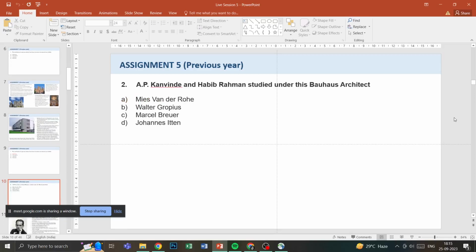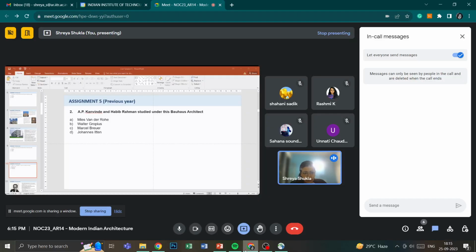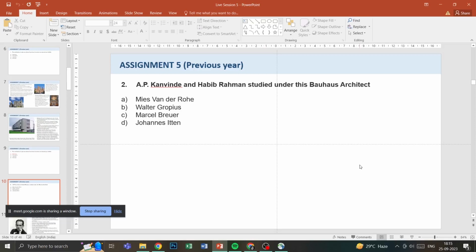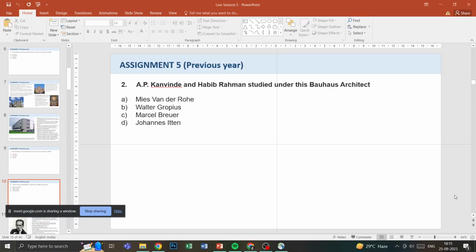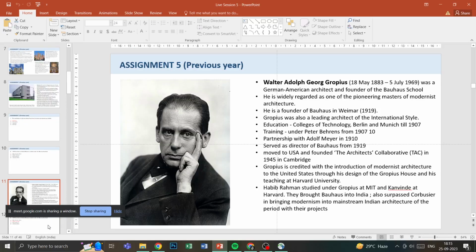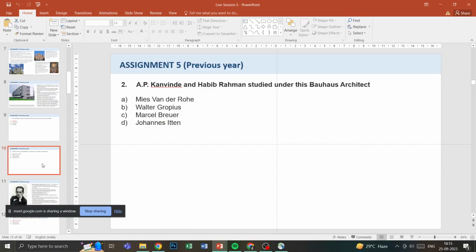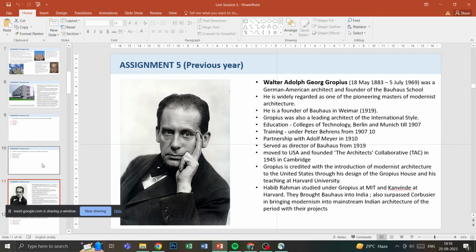Question number 2. A.P. Kanvinde and Habib Rahman studied under this Bauhaus architect: Mies van der Rohe, Walter Gropius, Marcel Breuer, and Johannes Itten. So, Walter Gropius is credited with the start of the Bauhaus movement. He even established the school of Bauhaus in Weimar. So we'll just go through a few facts about Walter Gropius.